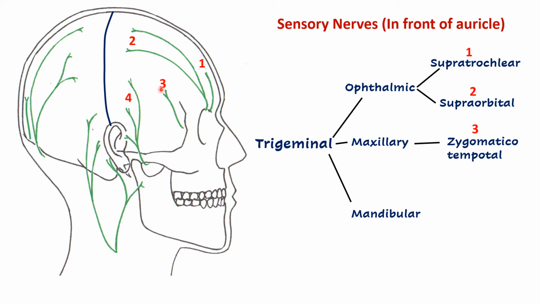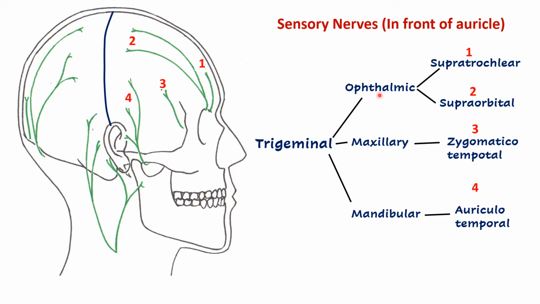Zygomaticotemporal. That will be there. And then we have one branch from mandibular, and that is auriculotemporal. It will supply part of the auricle also, skin of the auricle and the temporal region. So auriculotemporal. So it is simple to understand.